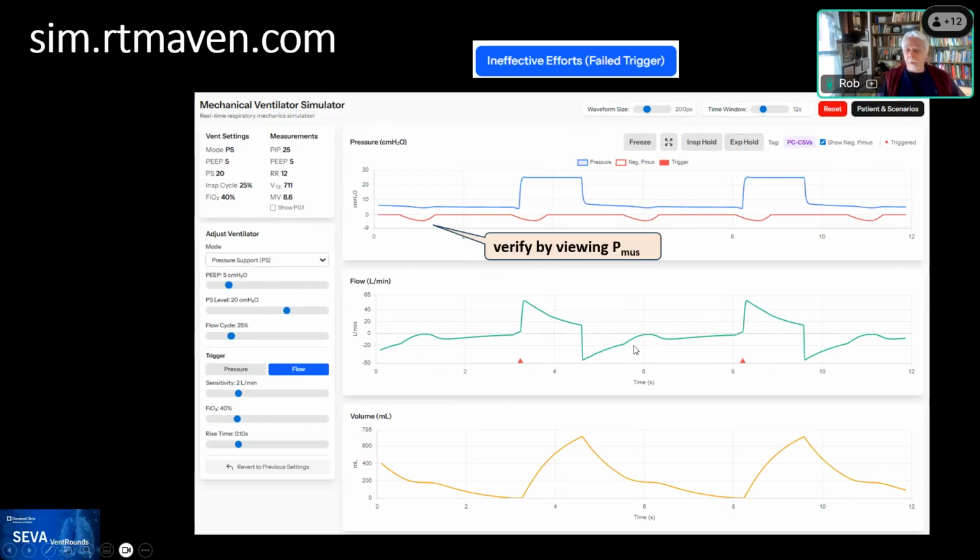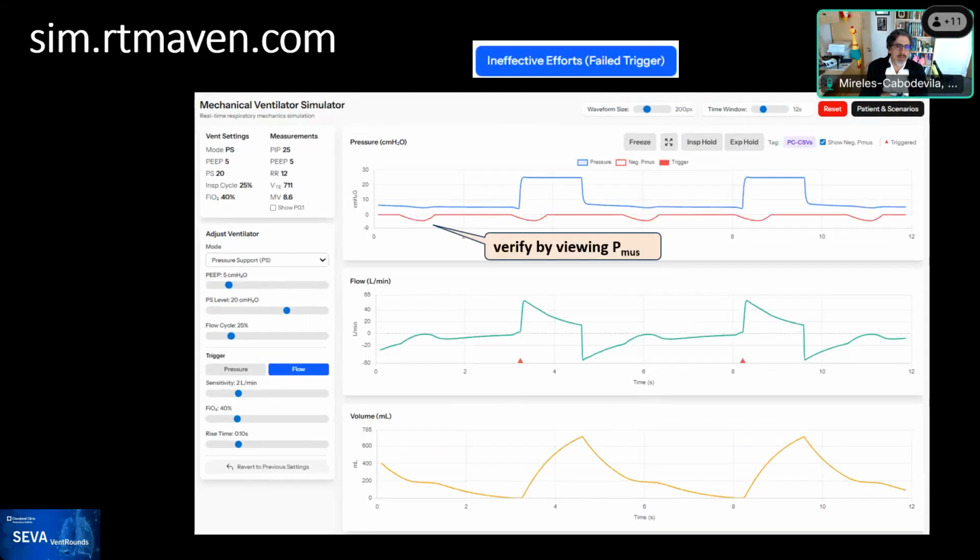But what do you notice? It doesn't go through 0. So if it doesn't go through 0 and it's flow triggered, there's no possibility that the ventilator knows that you did anything. So you have a failed trigger effort. And that's how you can prove it, again, by looking at the PMUS. But even if you didn't have PMUS, you can see it in the flow waveform. Let's see if we can get another one in.